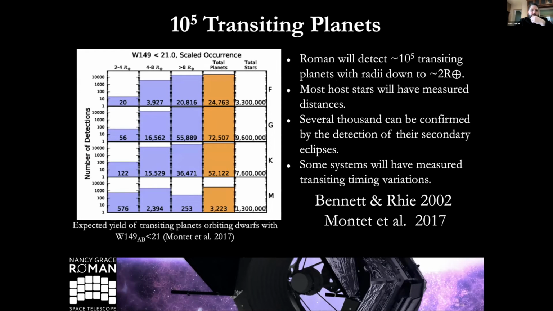Bennett and Rhee originally pointed out that we would detect many, many hot Jupiters with this survey, and this was explored in more detail by Benavente et al. And they showed that Roman would detect about 100,000 transiting planets with radii all the way down to 2 Earth radii. These are mainly hot and warm planets. Many of these can be confirmed by various methods, including measuring the secondary eclipse.